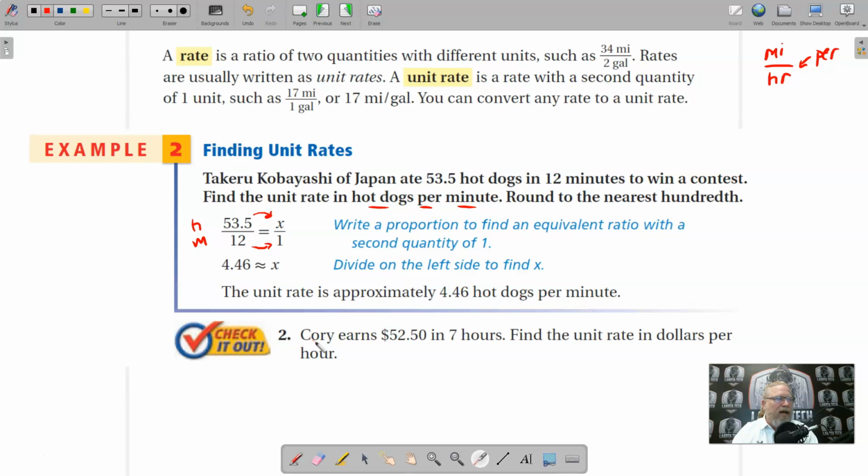Let's look at the check it out. Corey earns $52.50 in 7 hours. Find the unit rate in dollars per hour. So it's dollars per hour. So we're going to have dollars per hour. So let's fill in our numbers.